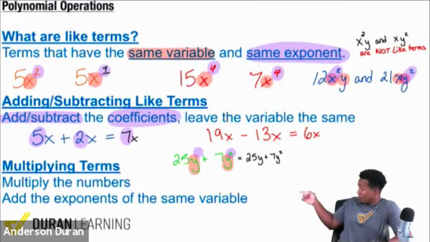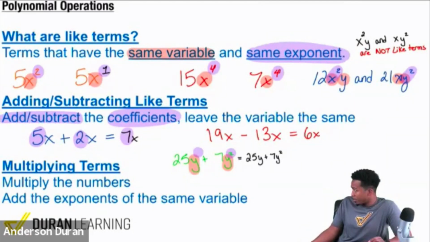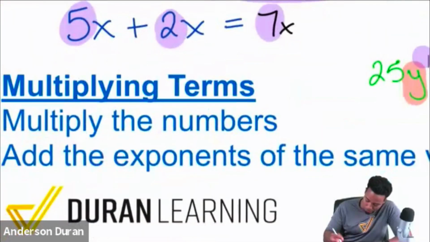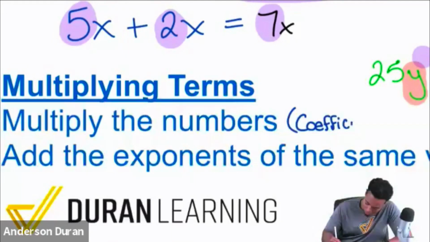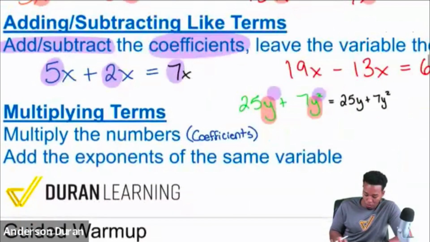So multiplying terms, let's get to it. What we say here is multiply the numbers. So what I mean by numbers, I mean the coefficients. Let me make sure I'm specific here. Multiply the numbers, the coefficients. All right, the coefficients is what I'm talking about.